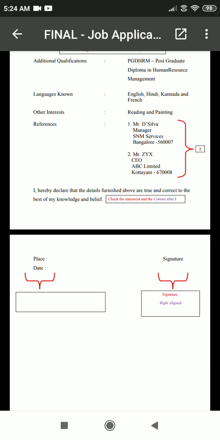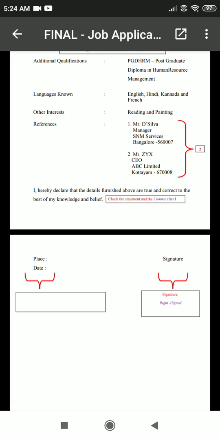Next, last is the declaration statement. It goes like this: I hereby declare that the details furnished above are true and correct to the best of my knowledge and belief. Check the statement and the comma after I. When you're writing the statement, after I you're going to put a comma. After the comma: I hereby declare that the details furnished above are true and correct to the best of my knowledge and belief. This is your declaration statement.